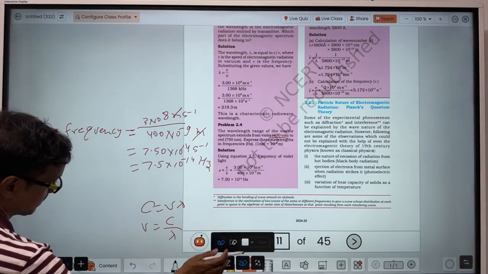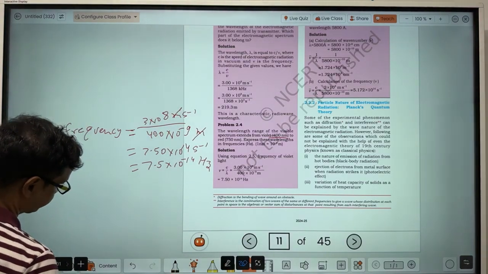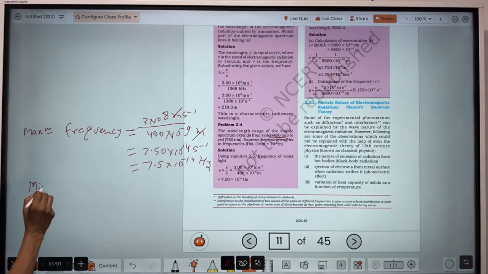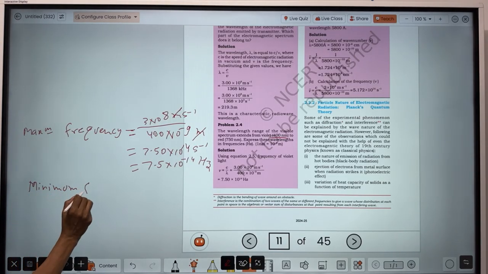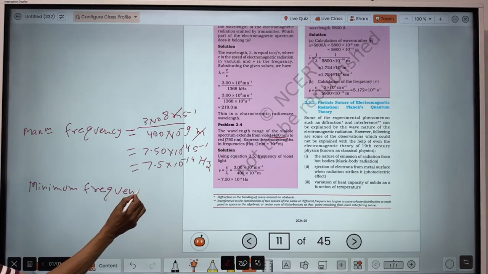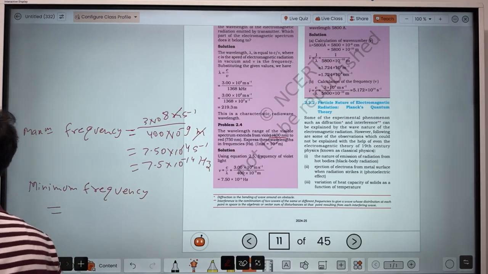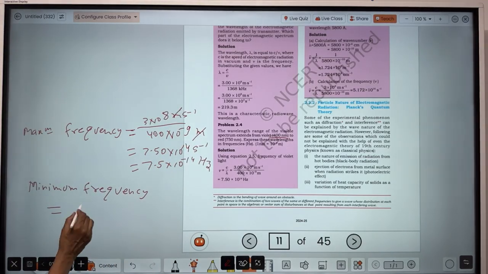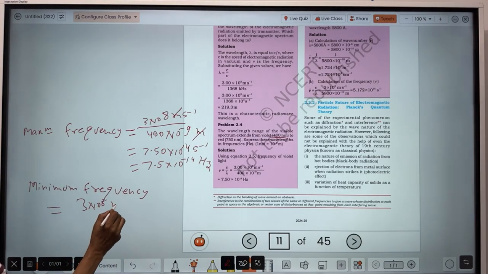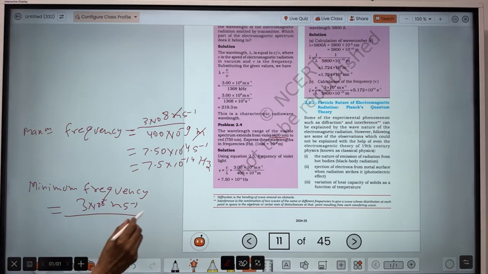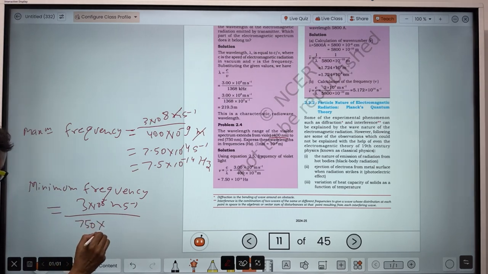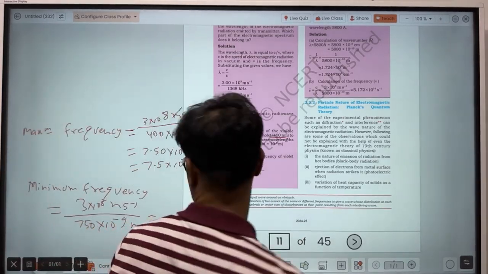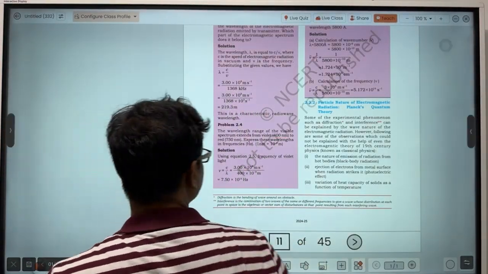Now what will be the minimum frequency? The minimum frequency will be the same 3 into 10 power 8 meter per second upon 750 into 10 power minus 9 meter. Whatever you calculate. Okay. Now let's see the next question.